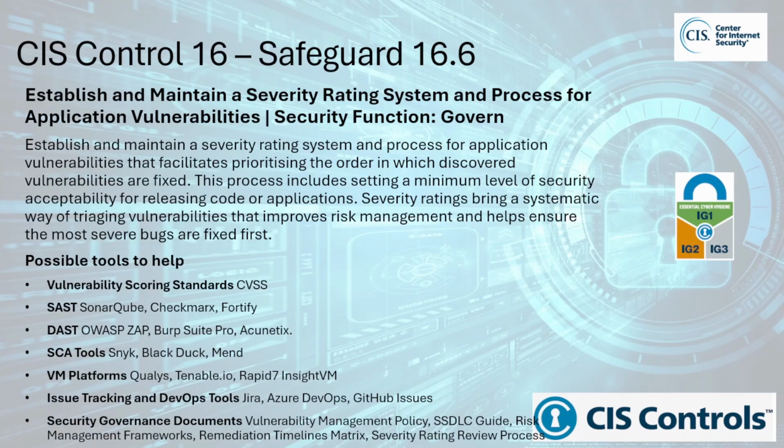Possible tools to help include vulnerability scoring cards such as CVSS, static application security testing or SAST tools such as SonarQube, Checkmarx, Fortify, Dynamic Application Security Testing or DAST tools such as OWASP ZAP, Burp Suite Pro, Acunetix. Software Composition Analysis or SCA tools such as Snyk, Black Duck, Mend. Vulnerability Management Platforms such as Qualys, Tenable.io, Rapid7 InsightVM. Issue Tracking and DevOps tools such as Jira, Azure DevOps, GitHub Issues. Security governance documents may include items such as a vulnerability management policy, secure software development lifecycle guide, risk management frameworks, remediation timelines matrix, and severity rating review process.